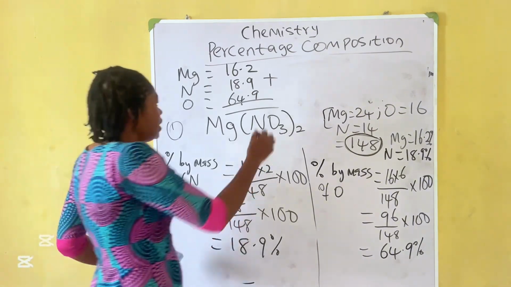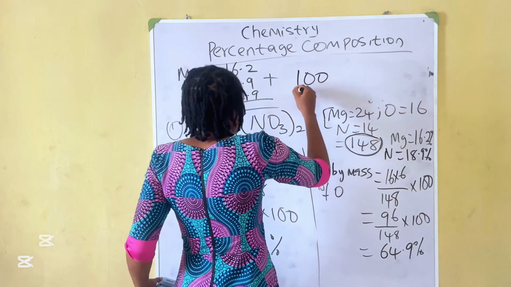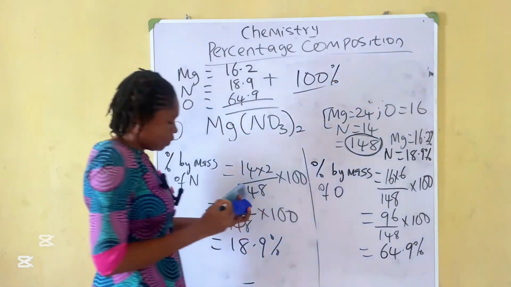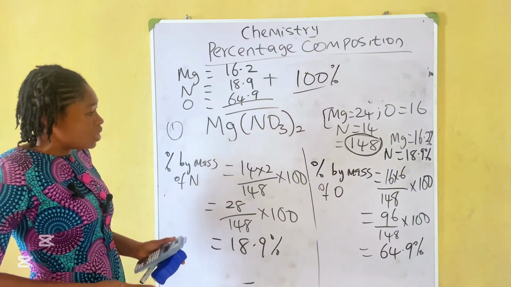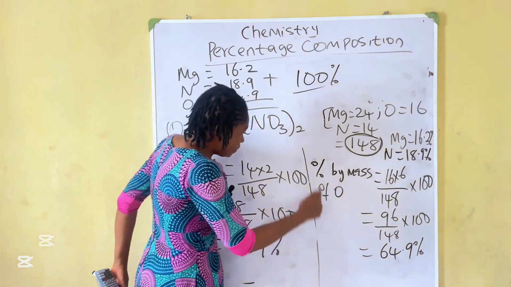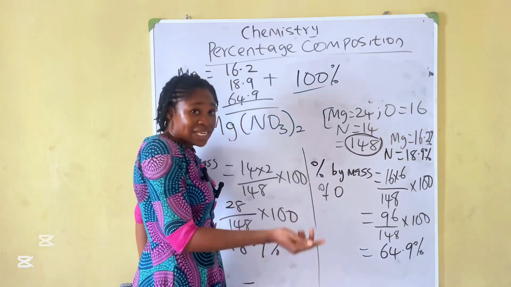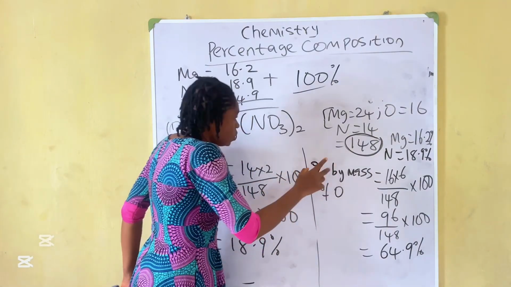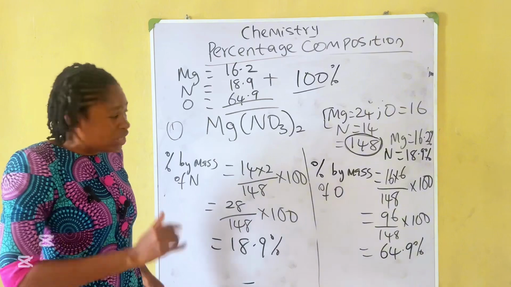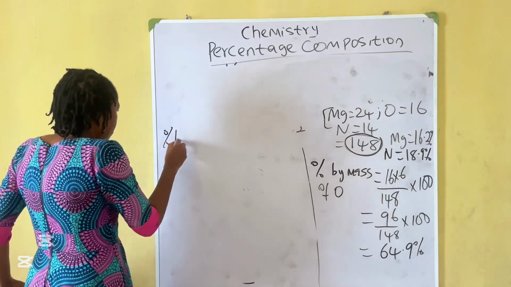So total 100. So it means that what we did is correct. Like I said, the other method, if you don't want to do this one, if you want to find the percentage of the third element, the last element, you do 100 minus the sum of the percentage of the others.